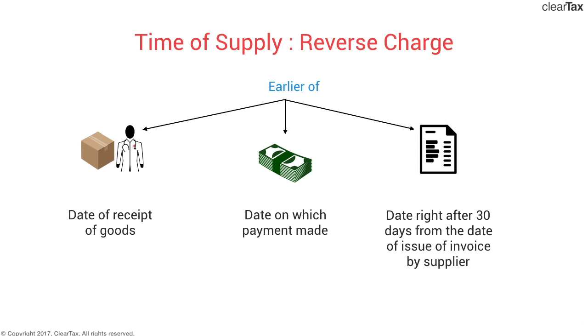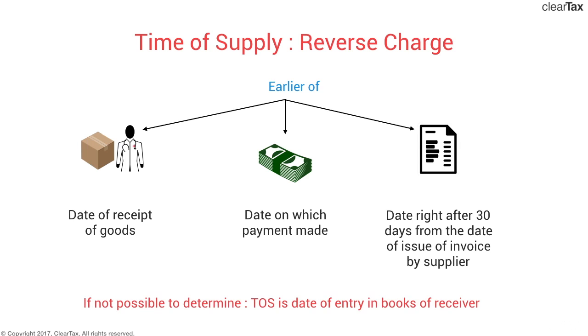There's a time lag. We are looking at the time of supply under reverse charge from the point of view of the receiver. The issue of invoice is from the supplier. So basically, the receiver has to receive the invoice, and we assume that there would be a time lag of 30 days, and that's why the third criterion is the date right after the 30th day from the day the supplier issues the invoice. So these are the 3 instances: receipt of goods, date of payment made, and 30 days after issue of invoice by the supplier.